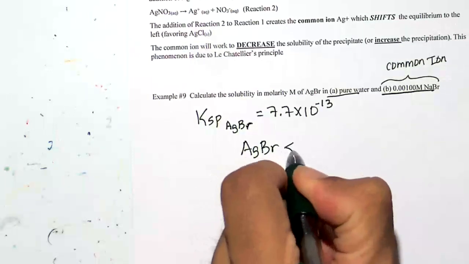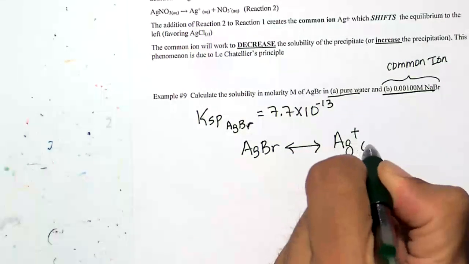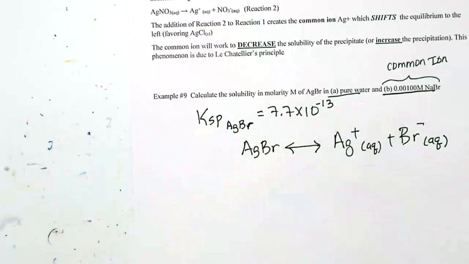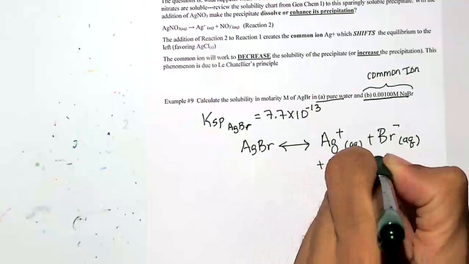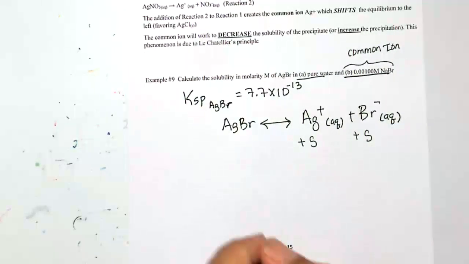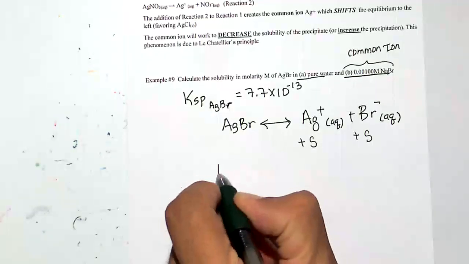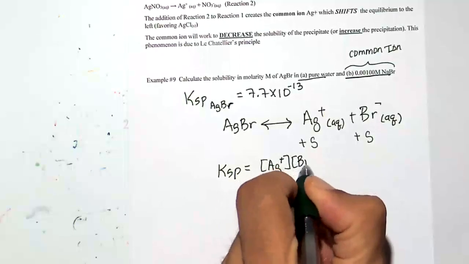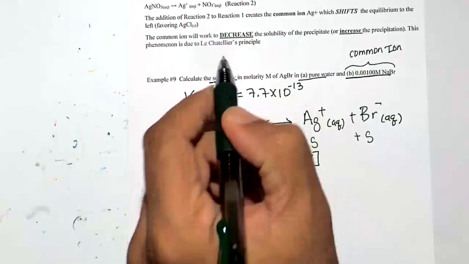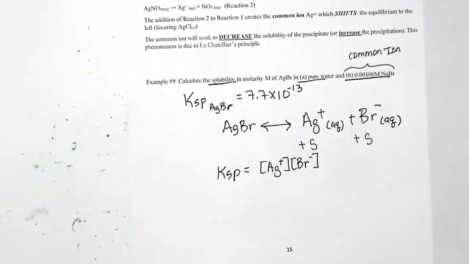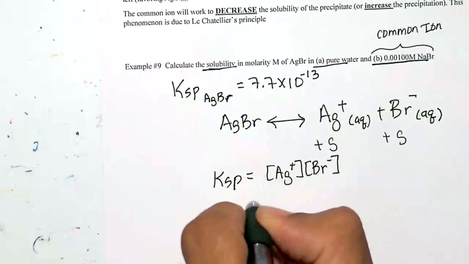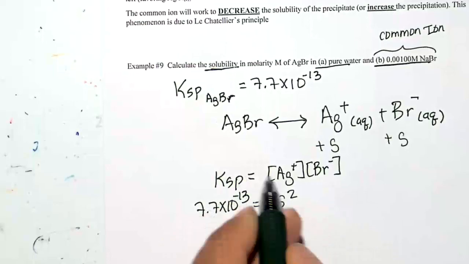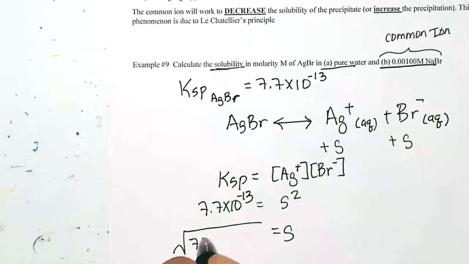Let's begin by writing our equation. AgBr is in equilibrium with silver ion plus Br minus ion. Some of it will go this way, and those that go this way will be plus S and plus S. Then let's plug that into our expression. Ksp is equal to [Ag+][Br-]. We're going to calculate the solubility: how much soluble Ag+ and soluble Br- is there? So this is S times S, which is S squared, and Ksp is 7.7 times 10 to the minus 13. So S is going to equal the square root of this.